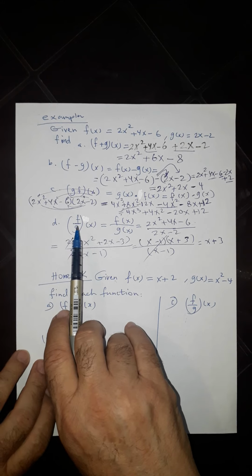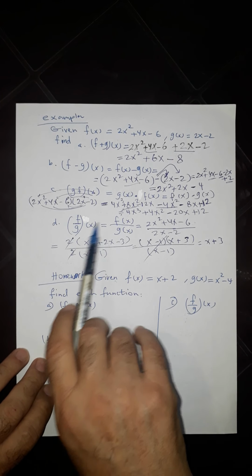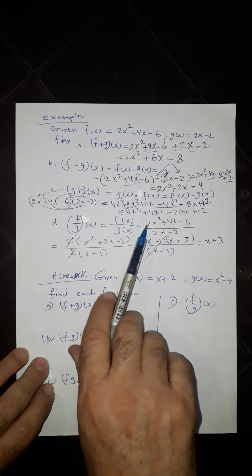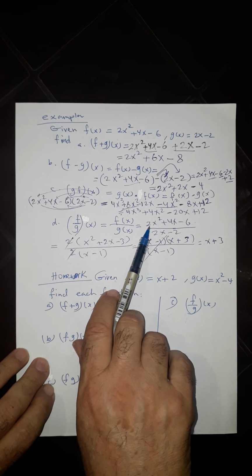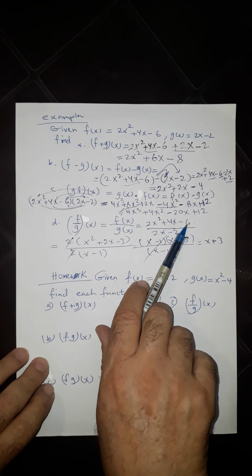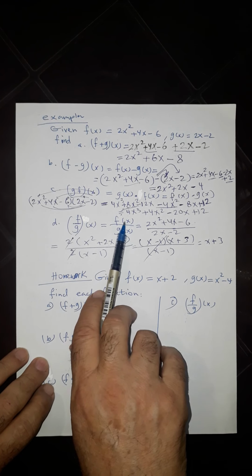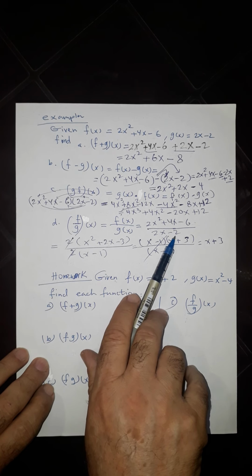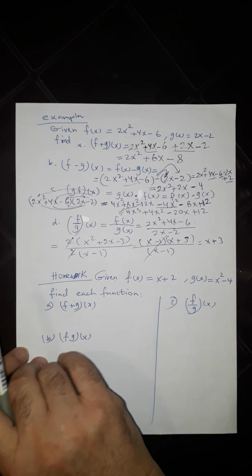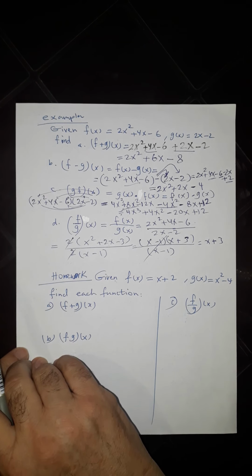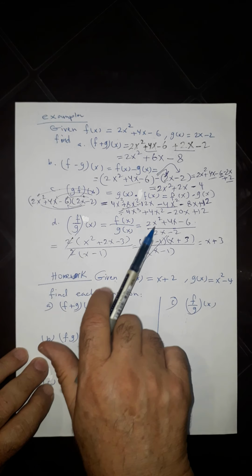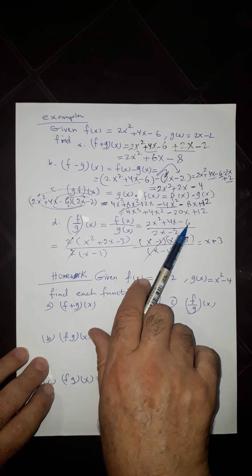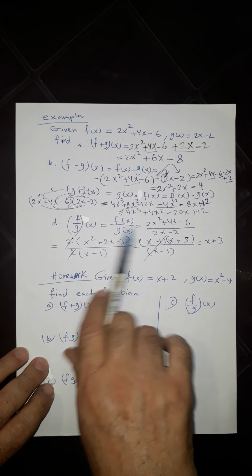What is f divided by g of x? It means f of x divided by g of x. You have f of x equals 2x squared plus 4x minus 6, and g of x equals 2x minus 2. In this situation, what you need to use is factoring. First of all, look at all these terms. Is there anything in common? 2, 4, and 6? Yes, there is 2.